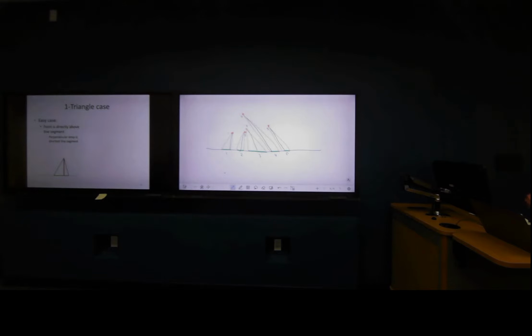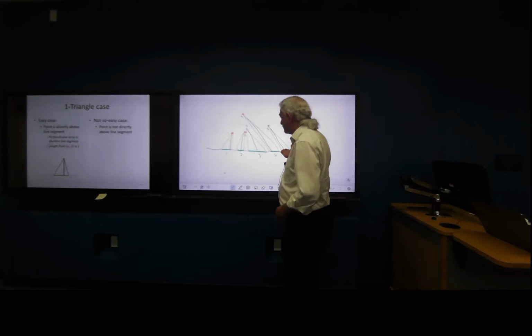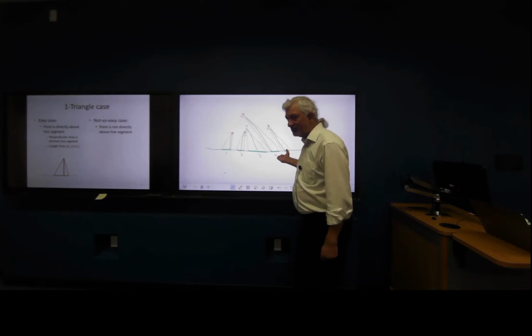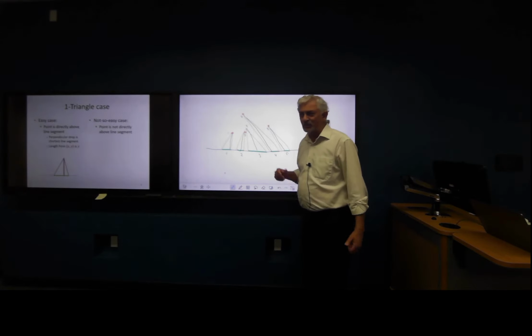Now, what if it's not directly above? What's the picture going to look like? If the point is not directly above the line, then what do I do? Well, you're going to have to find the furthest point from the bottom segment. All of these are examples of it, right? So here, this guy is not directly above it, and so what do I do?